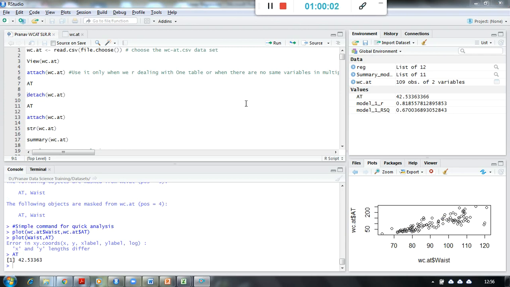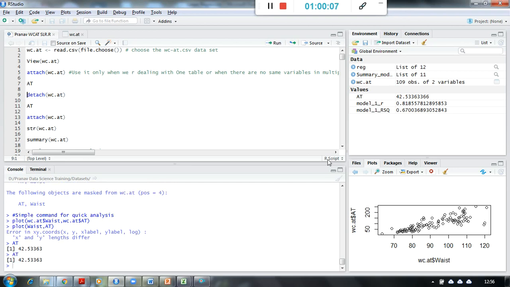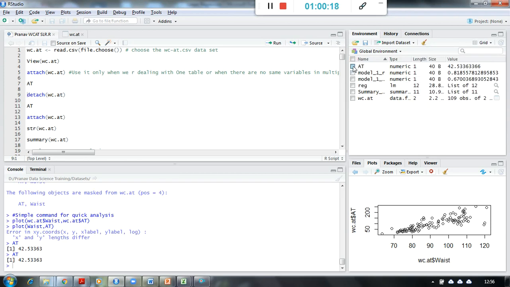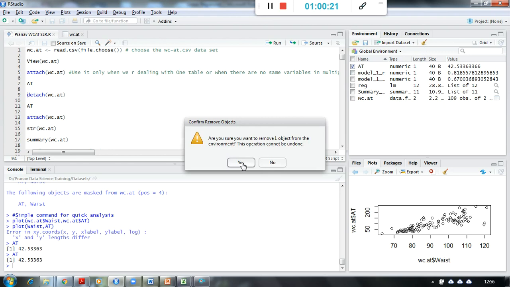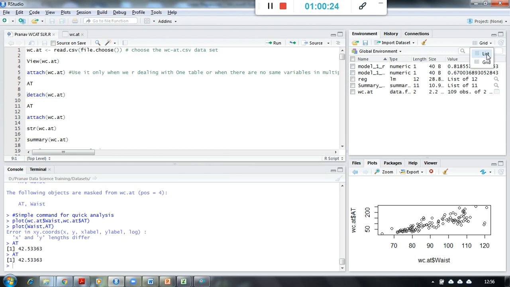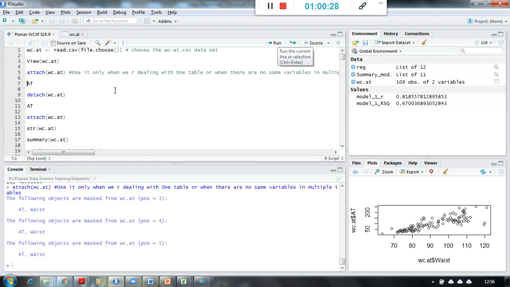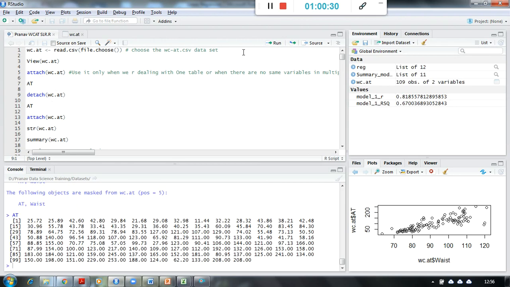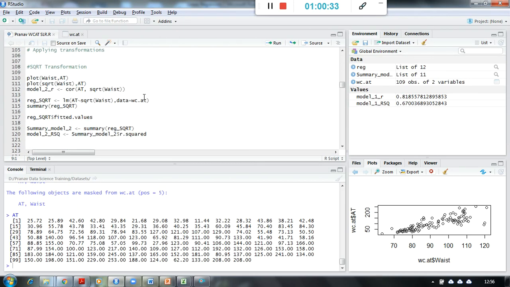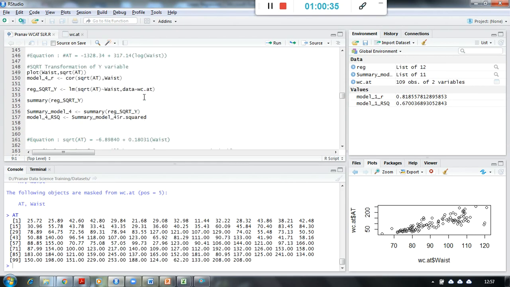Alright, I got it. What is the problem? See here, when I print AT, I'm getting only one value because of how I have stored it. It is creating the problem, so I have to do it in a different way. I am removing this AT over here, and I am attaching the WC-AT again. Now if I print AT, yes, I am getting some values. So now we can use this.